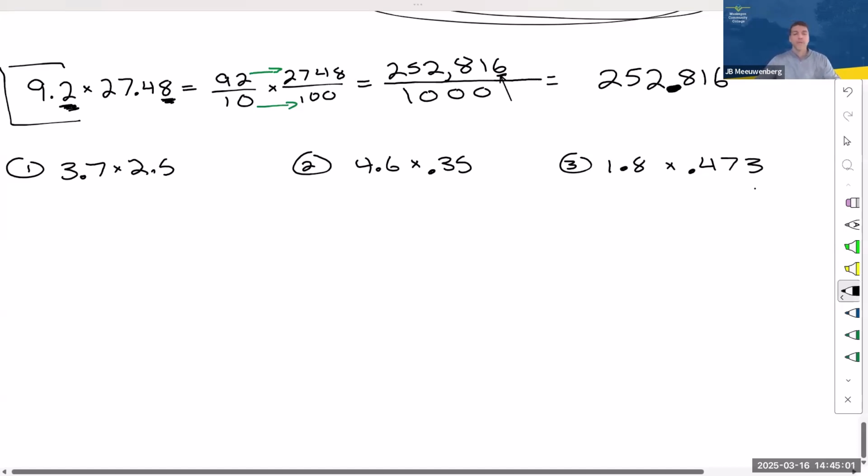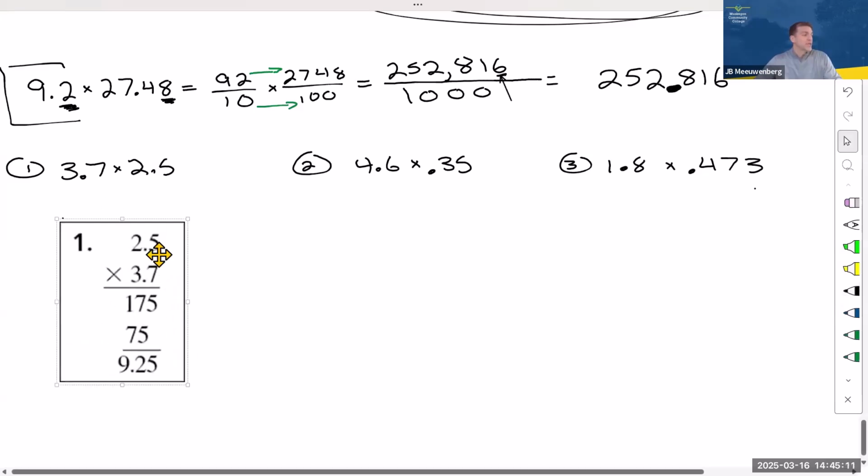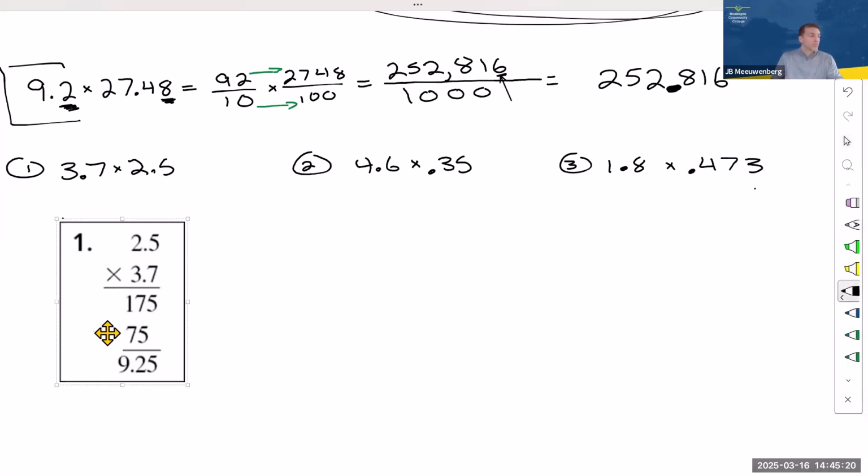So with this first one, I'm just going to paste what our multiplication algorithm would look like. It would look like this. Again, we stack the numbers, we multiply, check to make sure that your numbers matched what I have here. Once we get those two partial products, we add and we get 925. And because we had two decimal places in our problem, we're going to have two decimal places in our answer, 9.25.